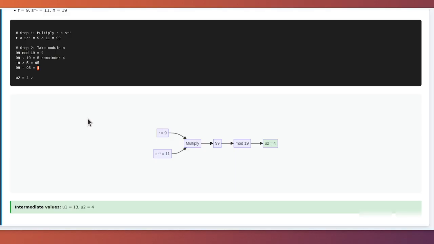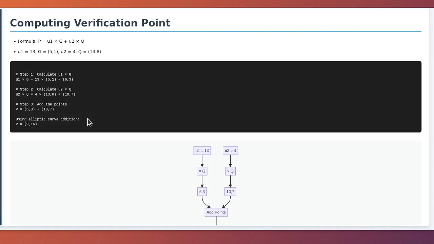We now have U1 equals 13 and U2 equals 4. With these two values, we can perform the final verification calculation. Computing verification point. The final verification step is to calculate a point P using the formula P equals U1 times G plus U2 times Q. This means we multiply the generator point G by U1, multiply the public key Q by U2, and add the two resulting points together using elliptic curve point addition.